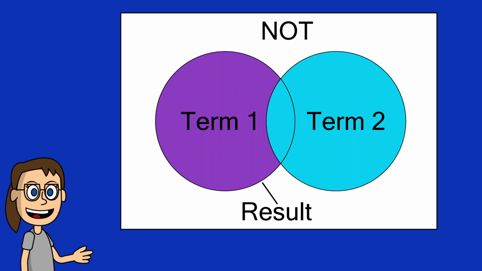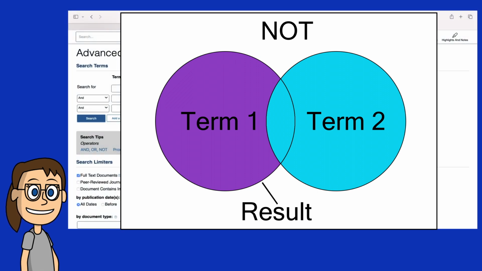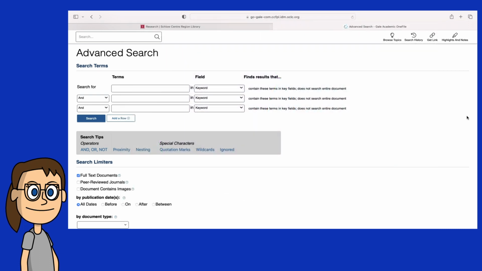Finally, there is NOT, which effectively does the opposite of the other two operators. Rather than telling the database what you want to include in your search, NOT tells the database what you want to exclude from your search. Entering two search terms linked with the operator NOT will cause the database to look for sources containing the first term that do not also contain the second term. Any documents containing the term you enter after the NOT operator will be excluded from the results, even if they contain the first term.